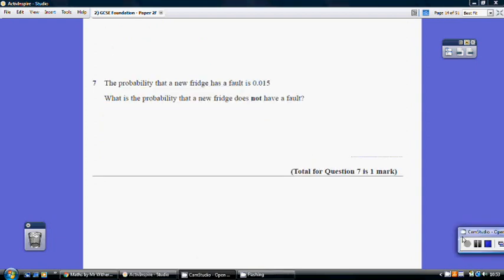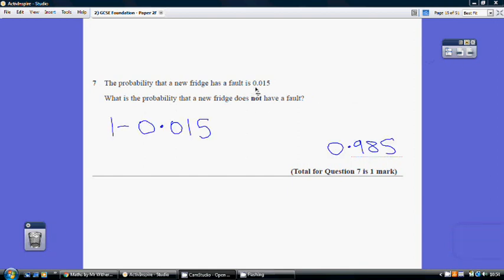So multiply. Question 7. Well, the probability of a fault added together to the probability of not a fault has to be a whole. So to work out this, we just do 1 take away 0.015, giving us a probability of 0.985.